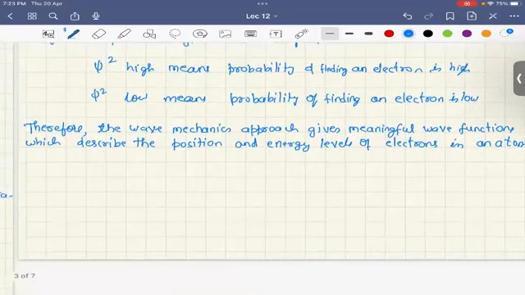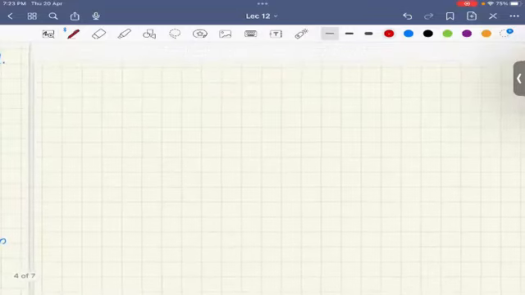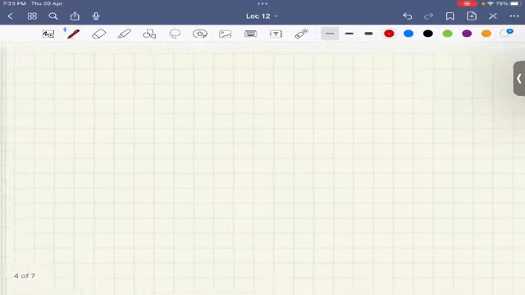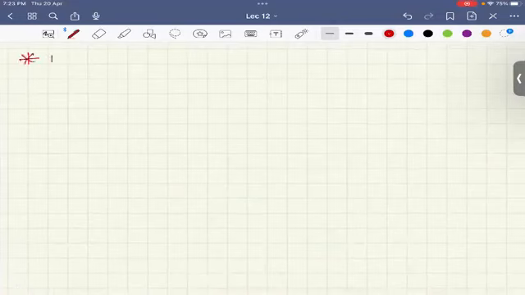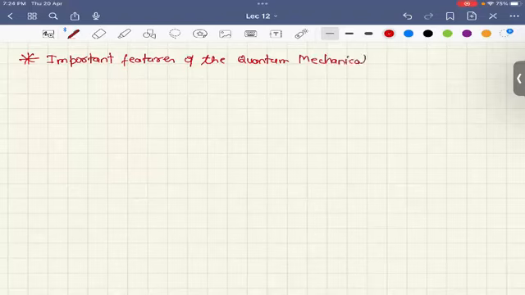Now let us move on to the next topic, which is important features of quantum mechanical model of an atom, right? The important features of quantum mechanical model are summarized.